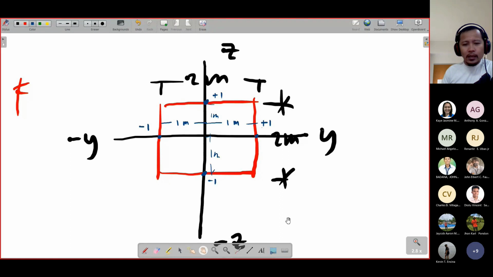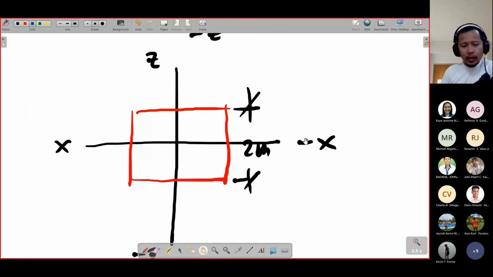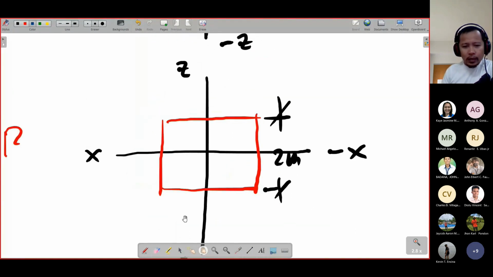Okay? Sa imuhang x-axis, same gyapon. Para sa imuhang x-axis, 1 meter ni, nya 1 meter sad na. So therefore, sa positive x, imuhang limit is positive 1. Imuhang negative x, imuhang limit is negative 1.